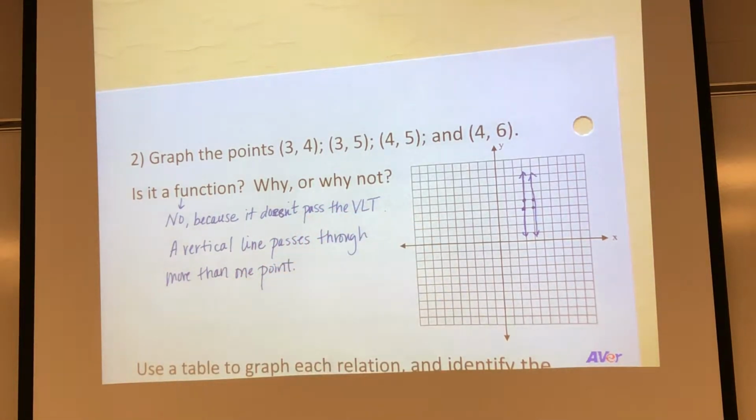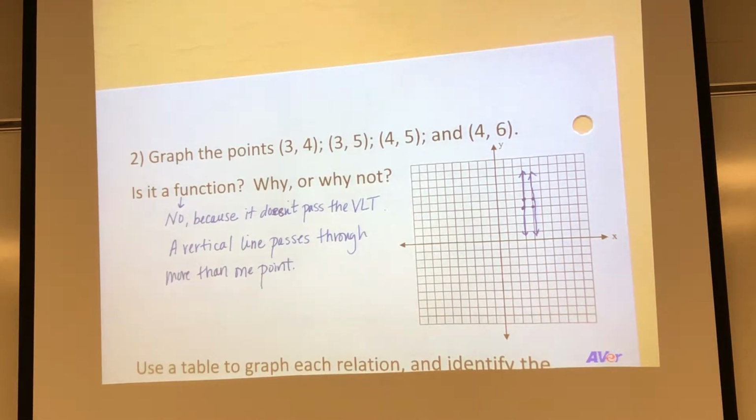On this particular graph, there's actually 2 different vertical lines that pass through more than 1 point. You don't have to have 2 that do it. We really only need 1 vertical line that passes through more than 1 point, and if there's 1 vertical line that does that, that makes the whole thing not a function.